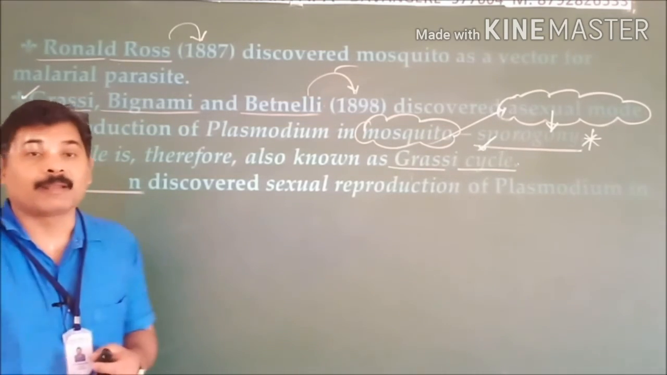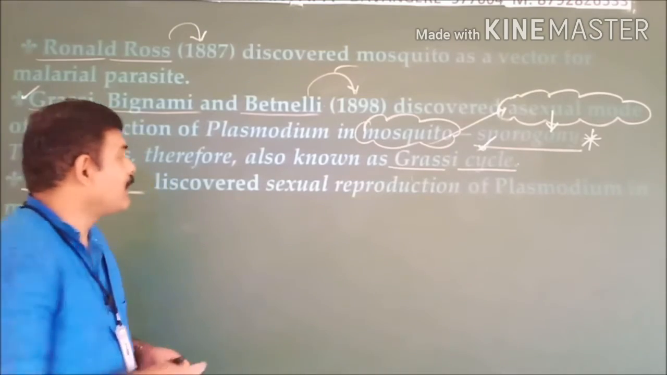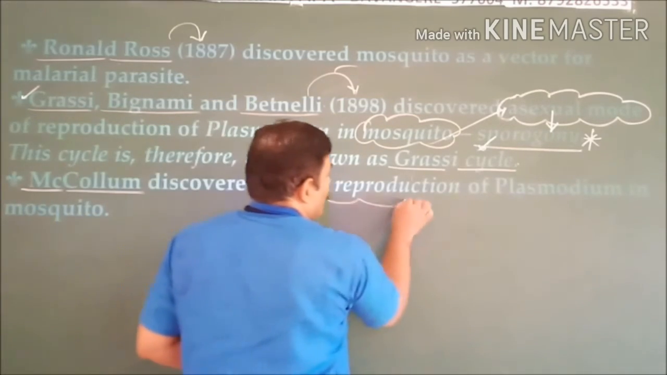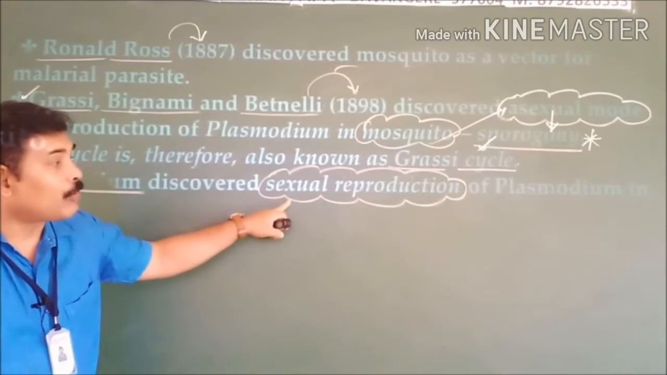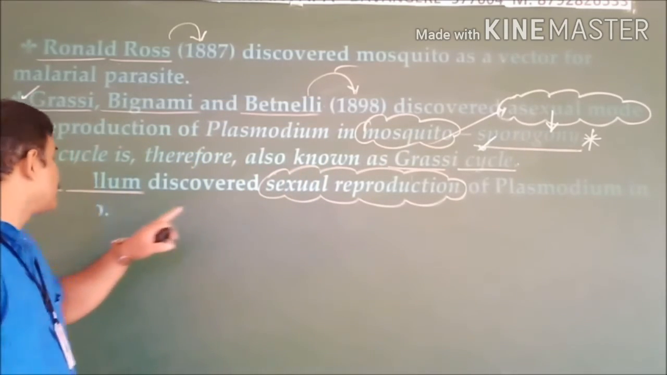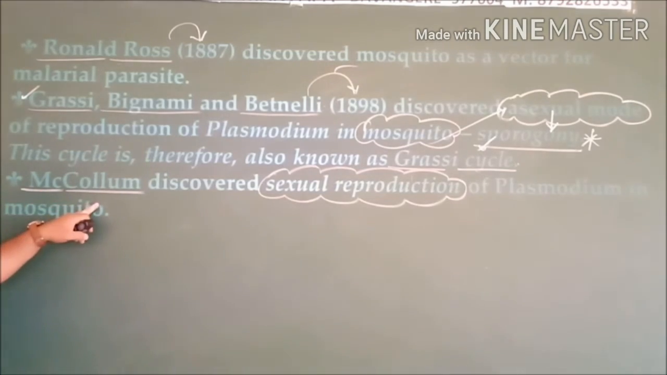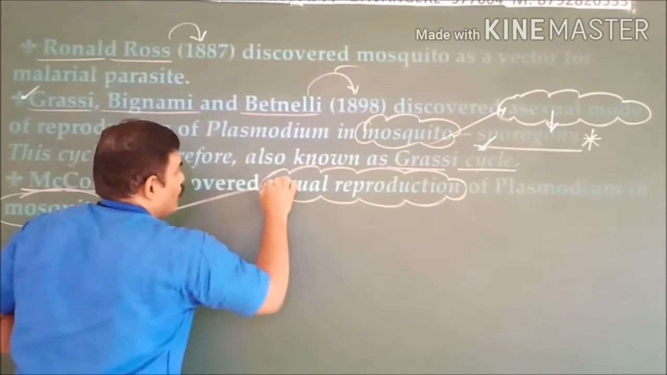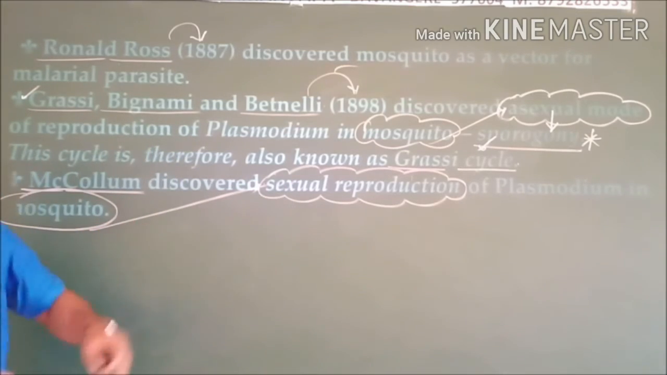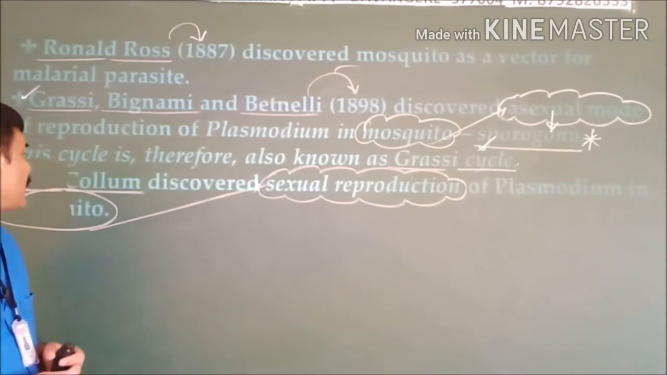Next to him, you can see another person, MacCallum. MacCallum is the person who discovered the sexual mode of reproduction. This is an important one. The sexual mode of reproduction of Plasmodium was discovered by MacCallum, and that too takes place in the mosquito. So this was another important discovery.